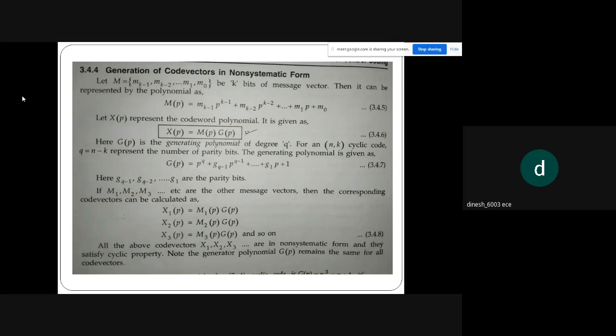Equation 3.4.7. So where this g of q minus 1, g of q minus 2, g of q minus 3 till g1, g naught, all this represents your parity bits.